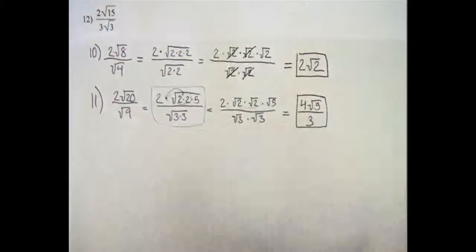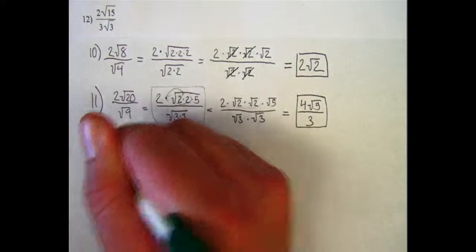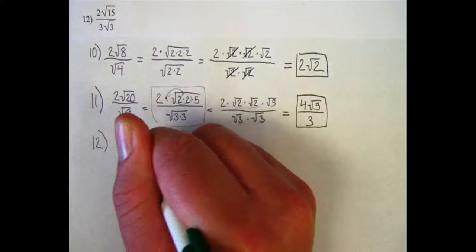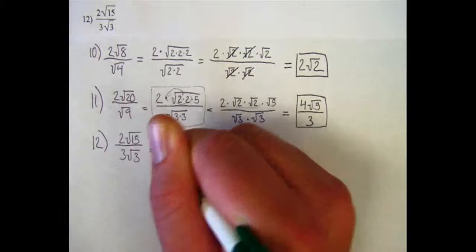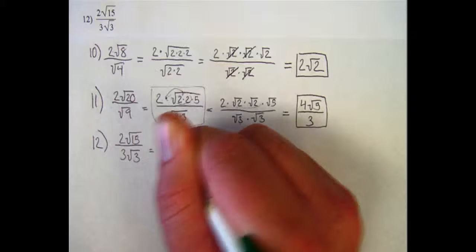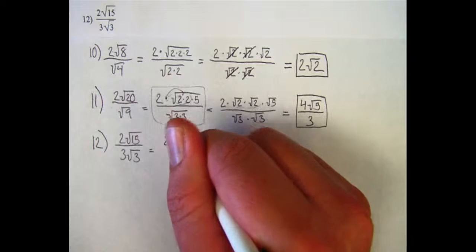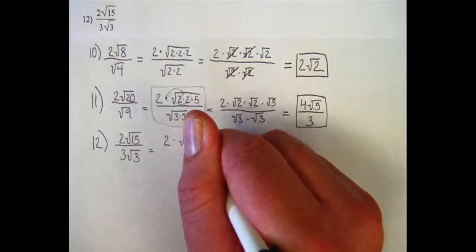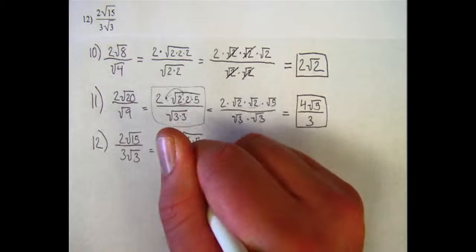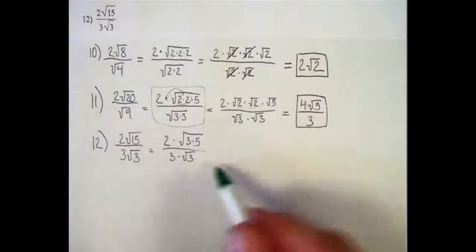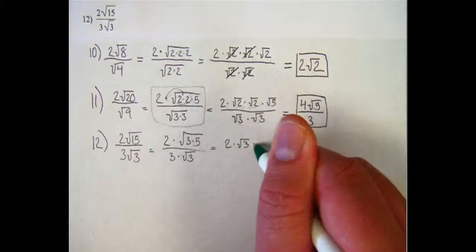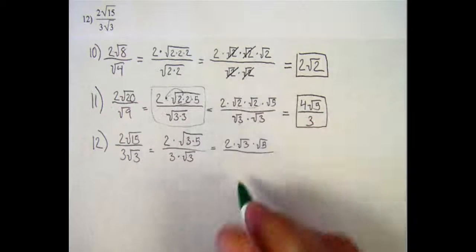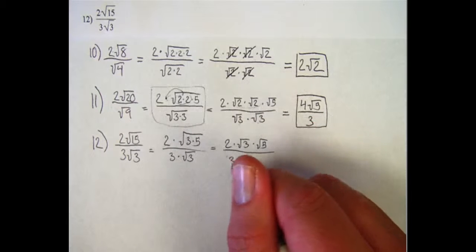All right, let's try that process again with number 12. I have 2 times the square root of 15 over 3 times the square root of 3. I get the prime factorization of everything. 2 is prime, so that's easy. 15 is 3 times 5. 3 is prime in both of these, so that's as good as I can get. Separate it out so that each piece under the radical gets its own radical.